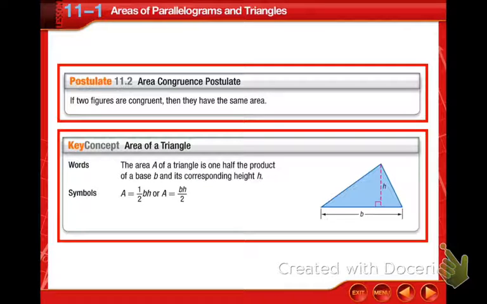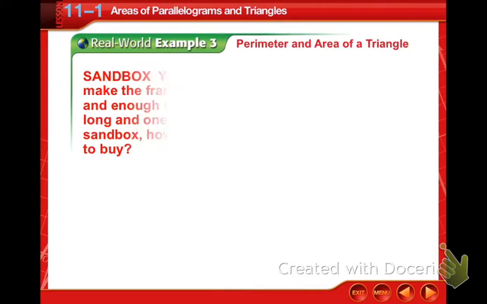So there's one more postulate there, the area congruence postulate. If two figures are congruent, then they have the same area. Okay? So area of a triangle: if the area A of a triangle is 1/2 the product of base B and its corresponding height h. So let's do that.